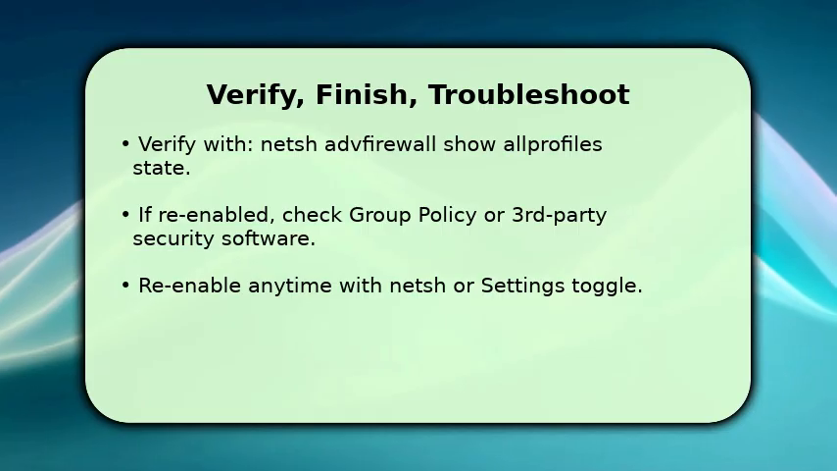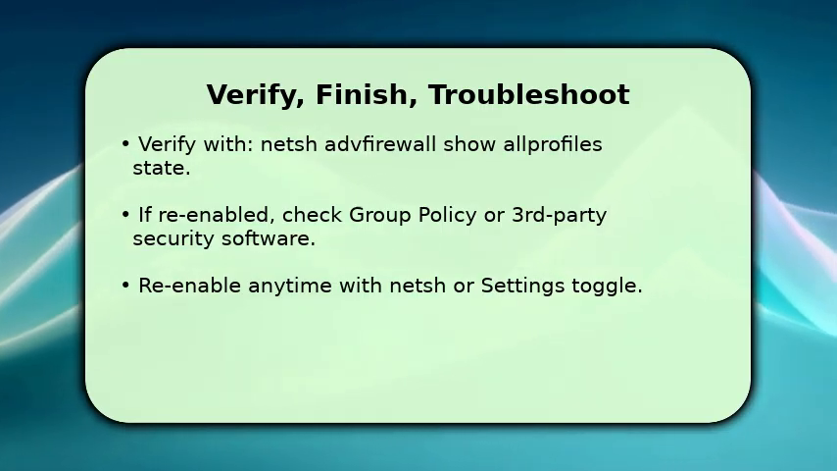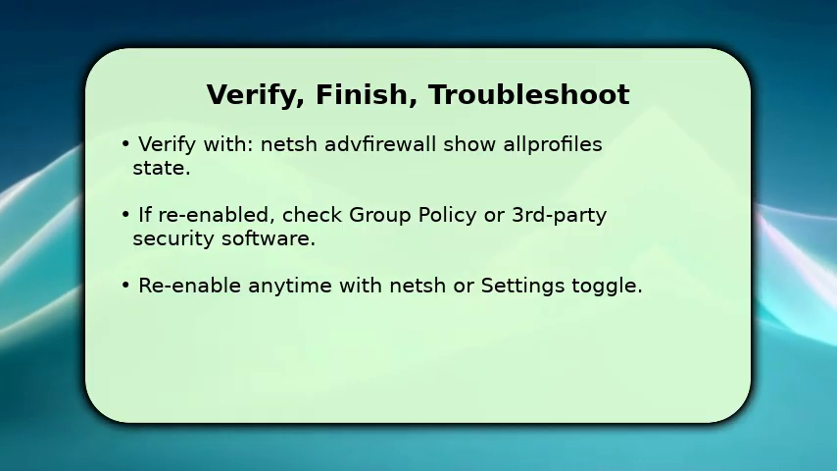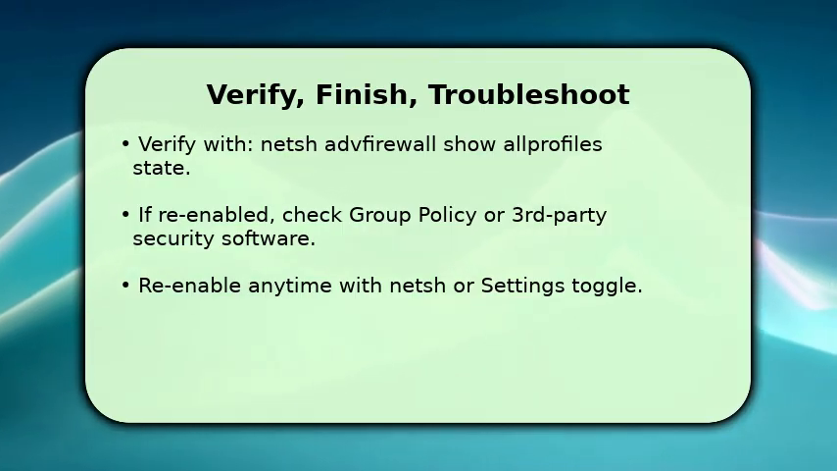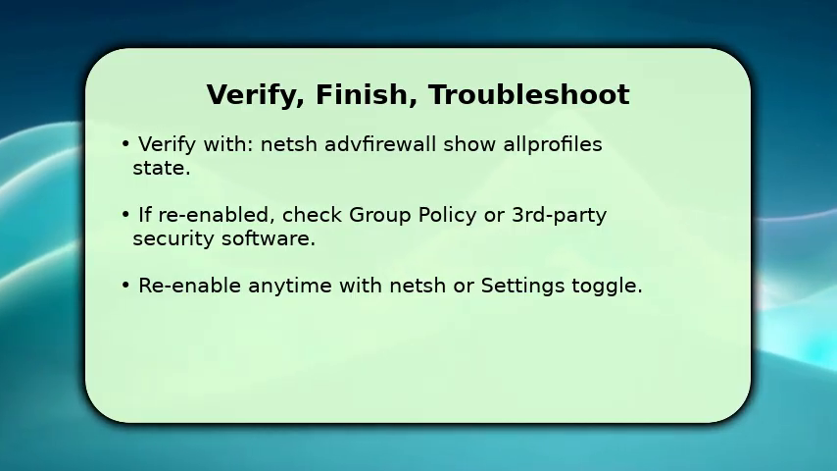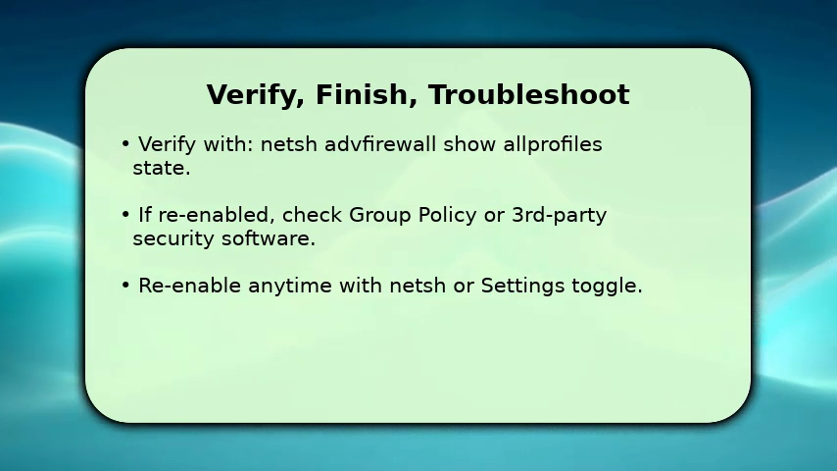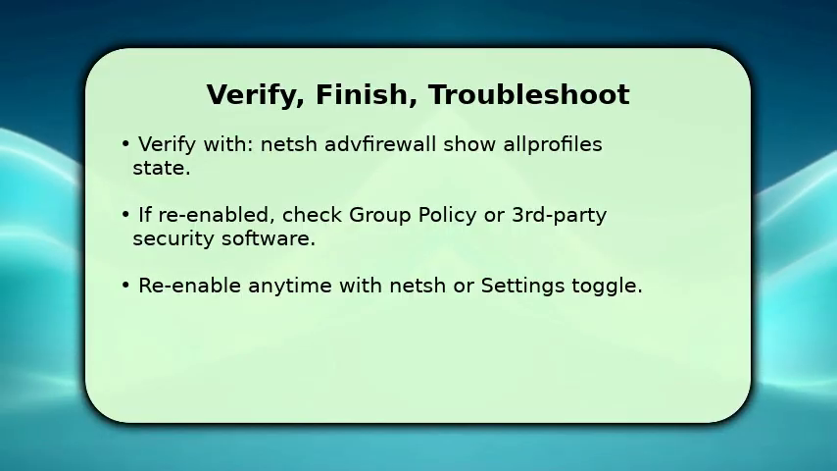If the firewall re-enables, check Local Group Policy, gpedit.msc, or any third-party security suite that can override settings. Those commonly auto-reinstate protection. Make sure Windows Update or corporate policies aren't enforcing rules. To restore protection later, use the settings toggle or run netsh advfirewall set allprofiles state on.